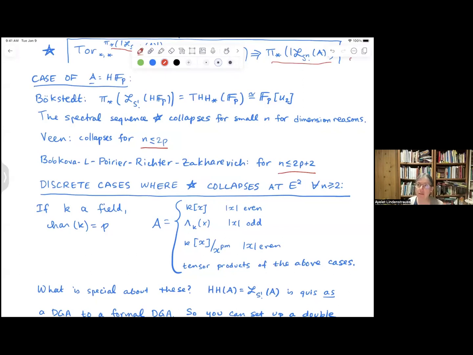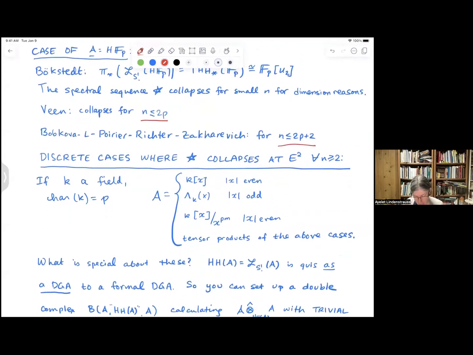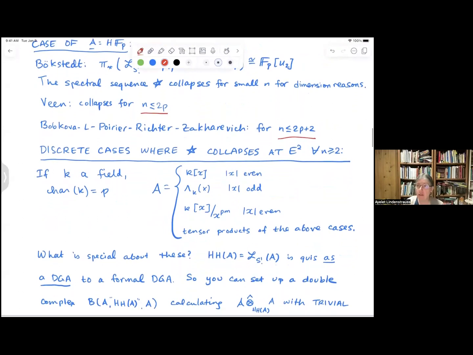The point about tensor products is I'm working over a field. So the calculation for tensor product of algebras just splits nicely into the calculations for the particular algebras. So if I could do all these good cases, I can also do their tensor products. And what is special about them? Well, the Hochschild complex of these, which is the Loday construction over the circle of them, is quasi-isomorphic as a differential graded algebra, with respect to d, which is the alternating sum of the d_i's, to a formal differential graded algebra, meaning a differential graded algebra where the differential is all 0.